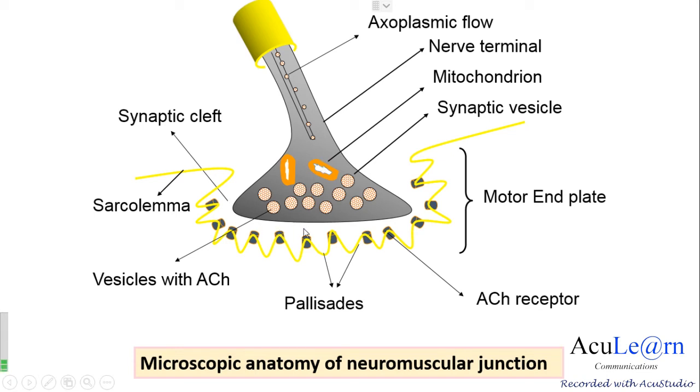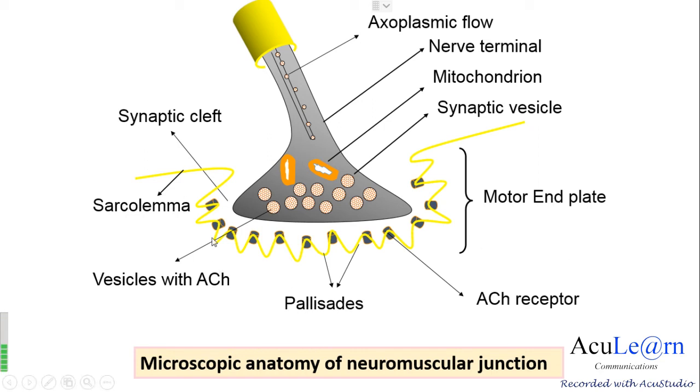Then the junction between the two membranes is called the synaptic cleft, which is a 50 to 100 nanometer wide space between the presynaptic membrane and the postsynaptic skeletal muscle membrane. This synaptic cleft is filled with matrix and also contains the enzyme acetylcholinesterase, which hydrolyzes or deactivates acetylcholine by degrading it into acetyl-CoA and choline.